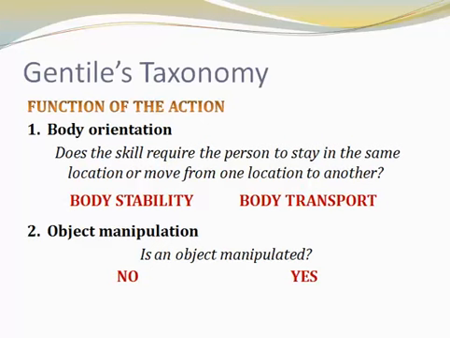Our second dimension within Gentile's taxonomy is the function of the action, and our two characteristics here are body orientation and object manipulation. Our basic question with regard to the body orientation characteristic is, does the skill require the person to stay in the same location or move from one location to the other? Again, this is in reference to actually performing the motor skill. So we can have two options in this case, one being body stability, where the individual does not change locations while performing the skill, or body transport, where the person would, in fact, be moving their location while performing the skill.